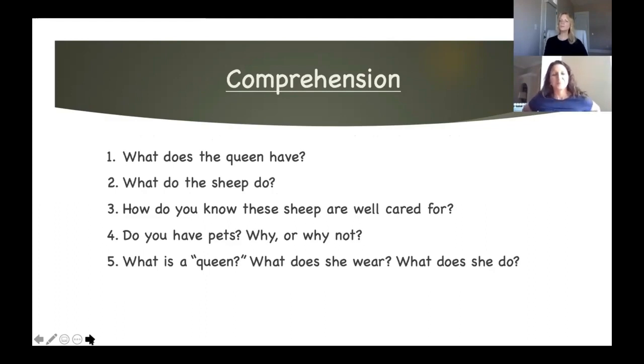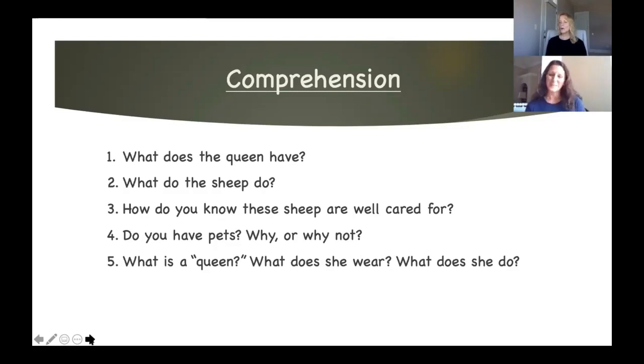Good. And what do the sheep do in the story? They play in the hay. They go down by the creek. They get fed. They have a good life, don't they? They do. How do you know these sheep are well cared for? Well, it says that they sleep in the shed, so they have a place to go if it's too hot or if it's raining or just to get out from being outside. They get fed every day, it seems like. Okay. And they're allowed to play during the day, which is always fun.